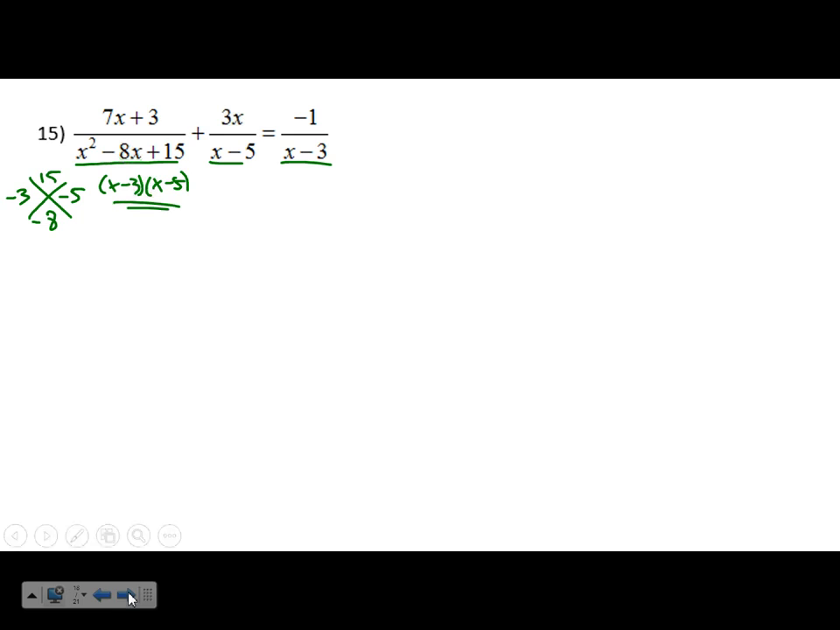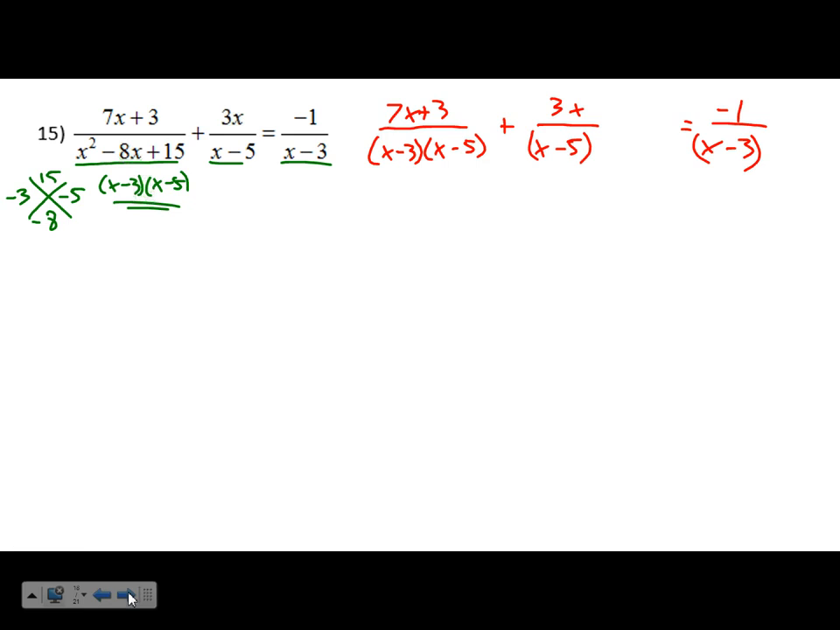So again, I'm going to rewrite this to give myself some extra space. 7x plus 3 over x minus 3 times x minus 5, plus 3x over x minus 5. I like to put them in parentheses. That'll help later. And negative 1 over x minus 3.